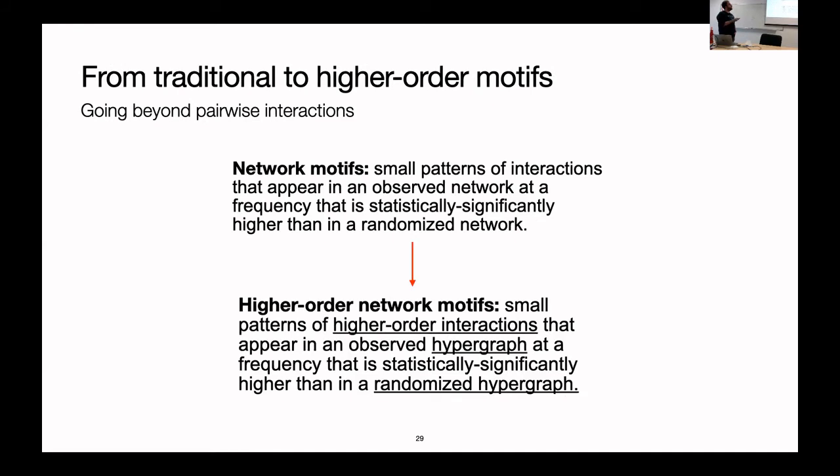So the idea is that we go from network motifs to higher-order network motifs, and it's a really simple generalization of the original definition. We just take into account small patterns of higher-order interaction. Of course, we observe a hypergraph and not a network, and we randomize hypergraphs and not networks.